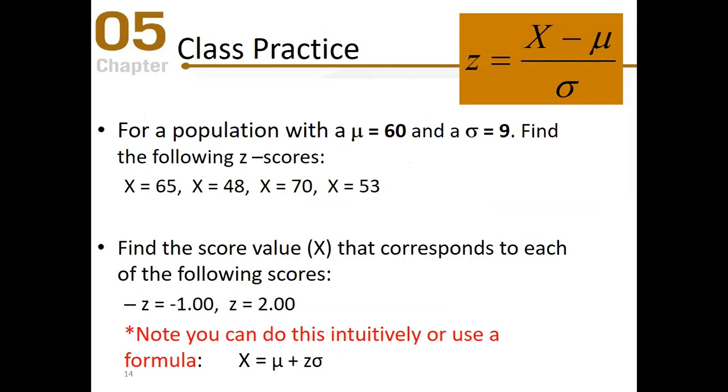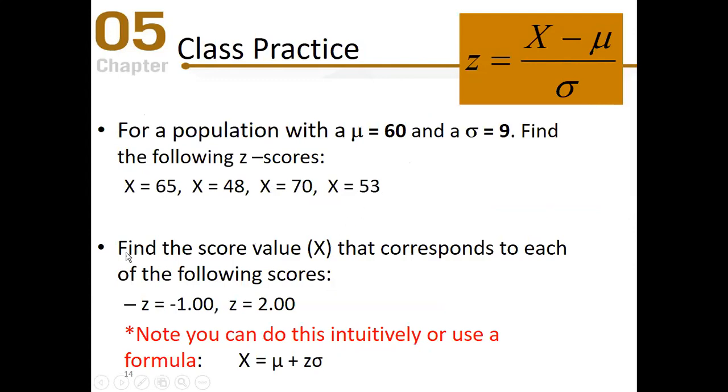Okay, so here's a slide I want you to spend some time on. I want you to go through on a piece of paper, and first of all, up top, find z-scores for all of the raw data points listed here: a score of 65, 48, 70, and 53. Here are your population parameters: the mean is 60 and the standard deviation is 9. Go ahead and use that information to compute z-scores for each one of these values.